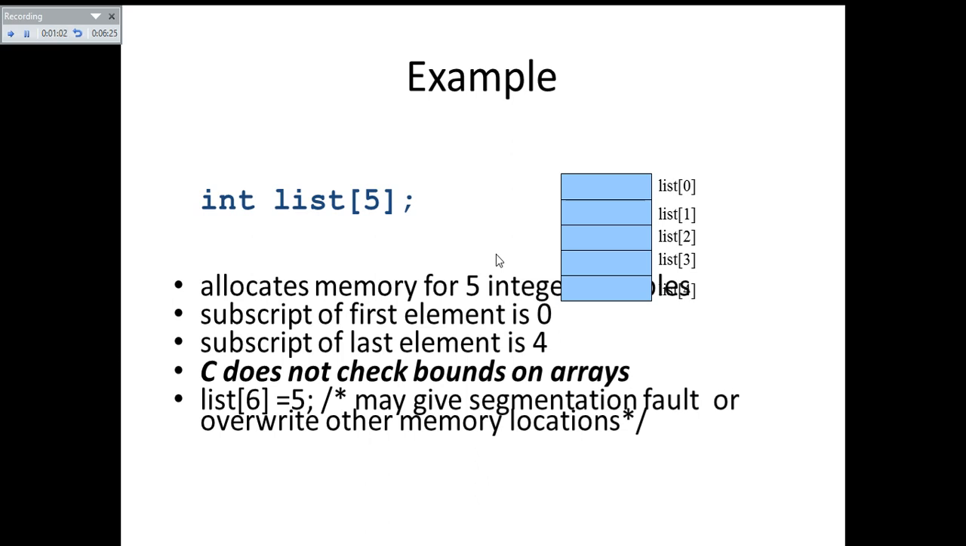C doesn't check bounds on arrays. And list of 6, list of 5 may give a segmentation fault or override other memory locations. It is actually incorrect, but C doesn't check for bounds on arrays. So the programmer should be vigilant while declaring the array sizes, and while he is doing the initialization for the elements of your array. They may give segmentation fault or override other memory locations, so they should be vigilant.